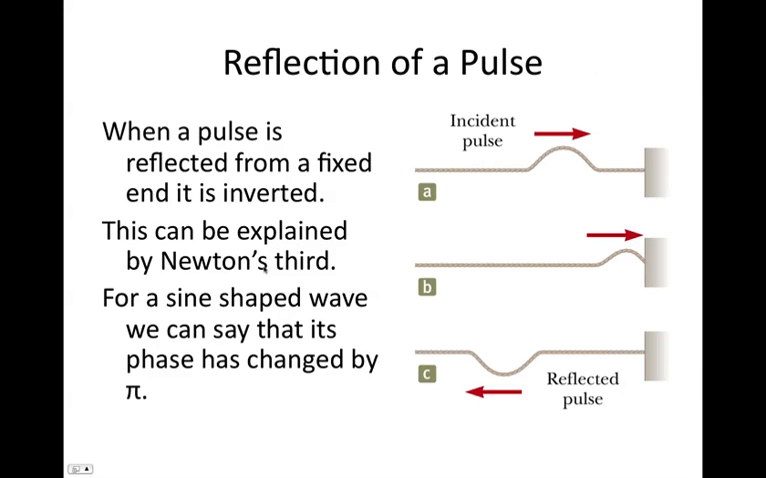Okay, now we're going to consider the reflection of the pulse. Imagine a pulse travelling along the string and it comes to a fixed end. Now at this fixed end, the pulse applies a force upwards on the support, and so according to Newton's third law, the support will apply an equal and opposite force on the pulse. So when the pulse is reflected here, it is reflected underneath like this. We say that it undergoes a pi phase change.